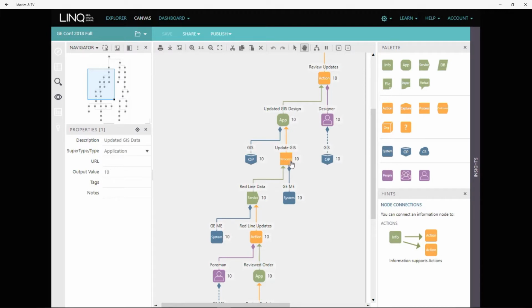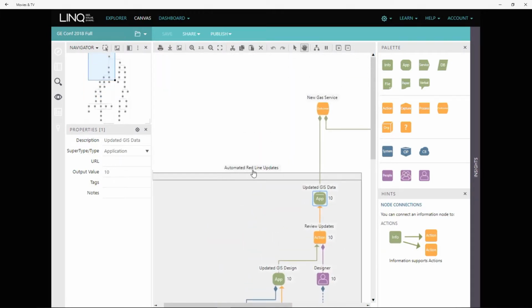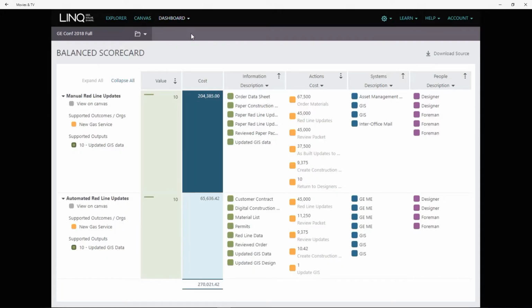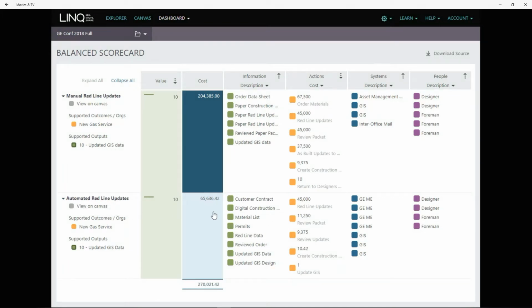We've put in all the value and cost associated with all the people involved to get us to this new gas service. Now we can jump right over to our dashboards to start taking a look at all of the really important information. And in this case, a cost comparison of manual, which is $204,000, versus automated, which is $65,000. And of course, you can see all of the cost of the various actions that were in play.